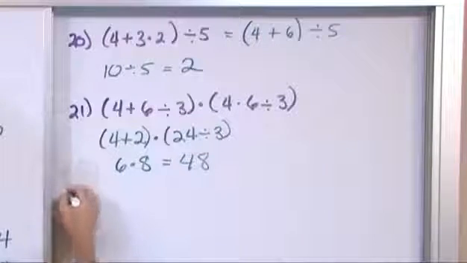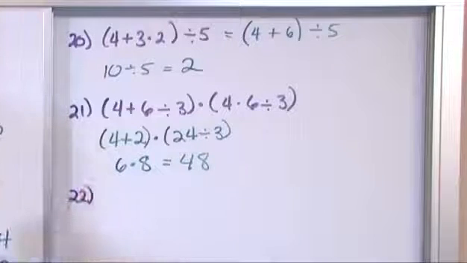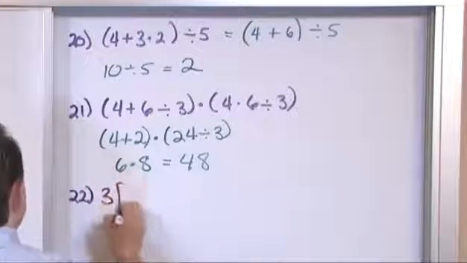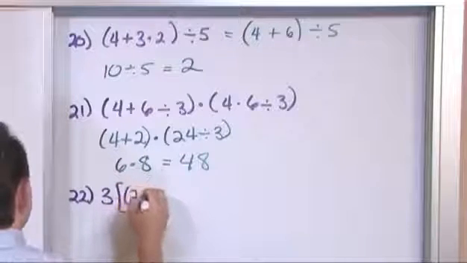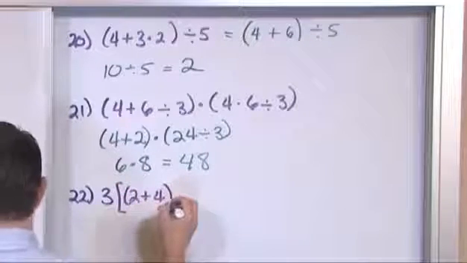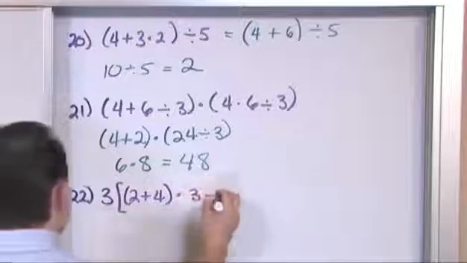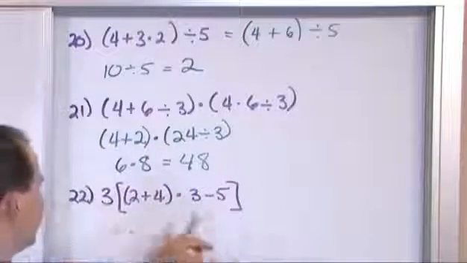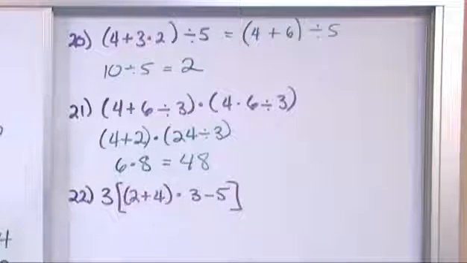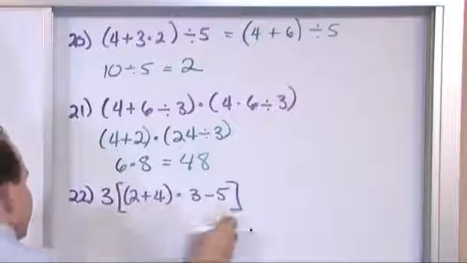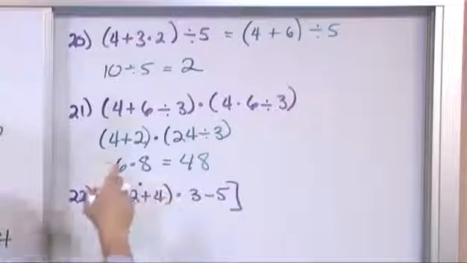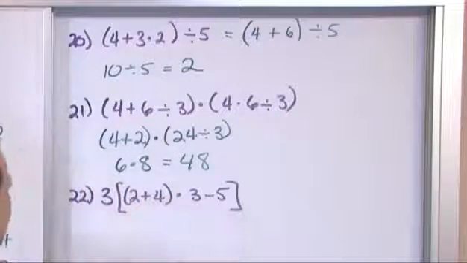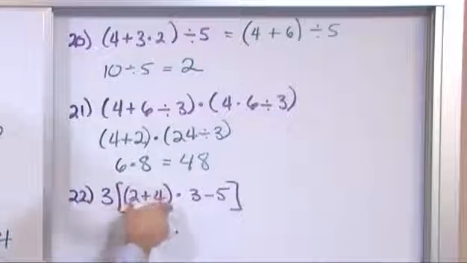Okay, let's go to 22. 3 bracket 2 plus 4 times 3 minus 5 close bracket. Now you see why we use brackets, because if I use parentheses here, it's just going to kind of run together a little bit. But now when I use different symbols, I can zero in and say, okay, I've got a bracket here, but I've got a parentheses, and I always work inside to outside. So I'm going to work on this guy first.